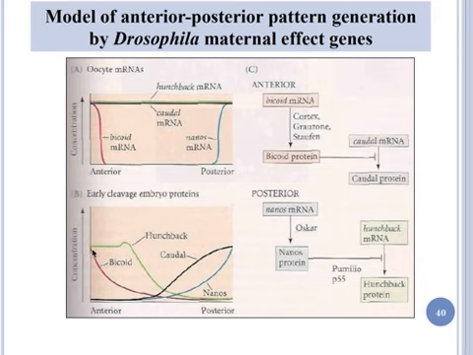And hunchback is also having high levels anteriorly, while caudal is having high levels posteriorly. So how is this controlled?